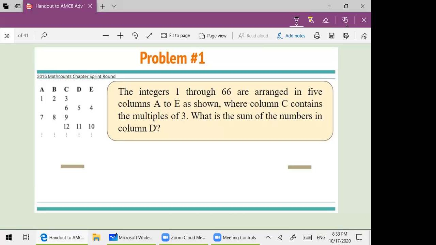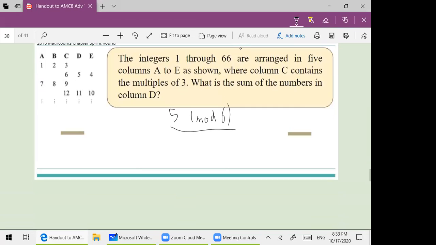Okay, so for this problem, the elements of D are just the ones that have a remainder of 5 when divided by 6. I'll just write it as 5 mod 6. You don't really understand what that means right now, but basically it's just saying the numbers that leave a remainder of 5 when divided by 6.